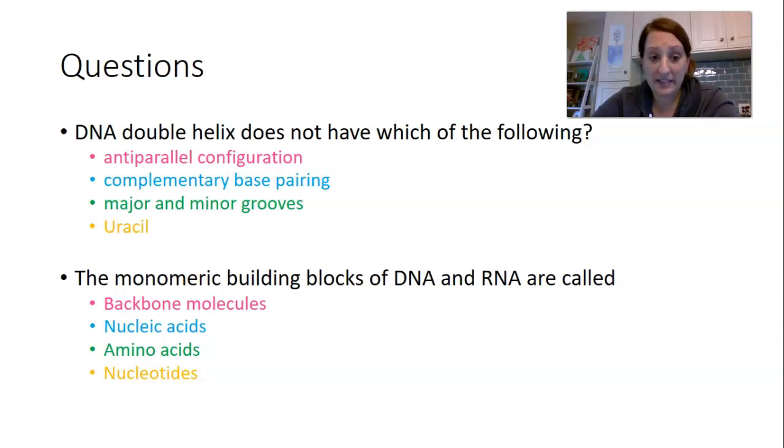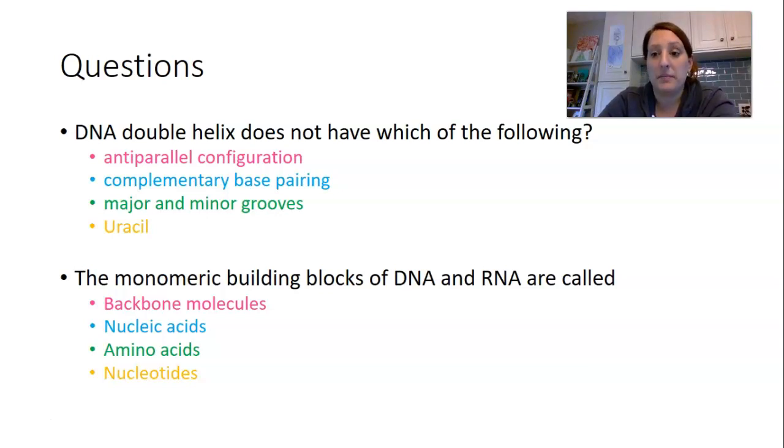So DNA does run anti-parallel. The two strands are anti-parallel. Remember, that means that one strand runs 5 to 3, while the other strand will run 3 to 5, anti-parallel. Remember, that means that the sugars are flipped over, okay? We're talking about the carbon number. When we talk about prime, 5', 3', that's referring to the carbon number on the deoxyribose, okay? So they definitely do run anti-parallel.